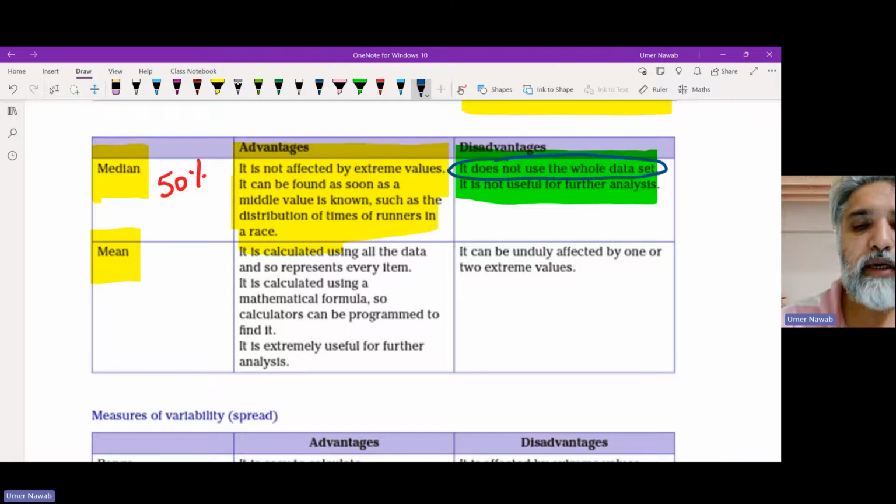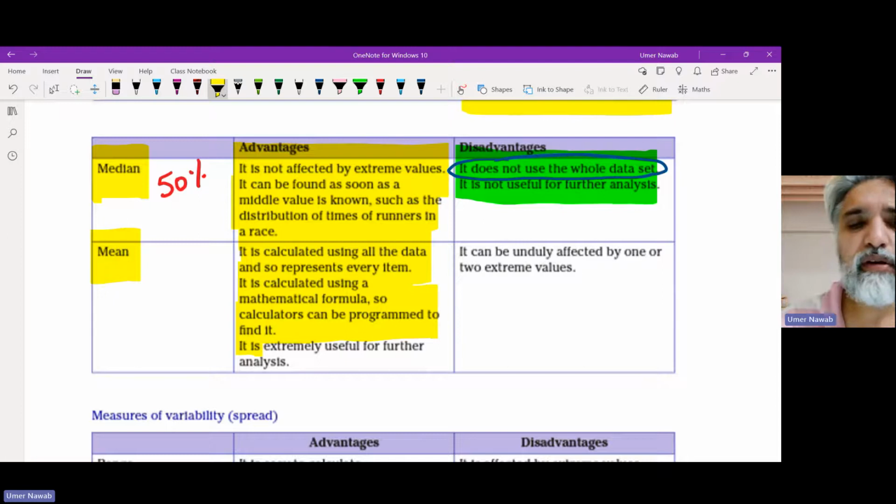Mean. The mean is calculated by all the data values, so the mean cannot be calculated if you don't have the full information. That's a plus point for the mean, that it takes on board every value which is given in the data set. It is calculated using a mathematical formula, so calculators can be programmed to find it.